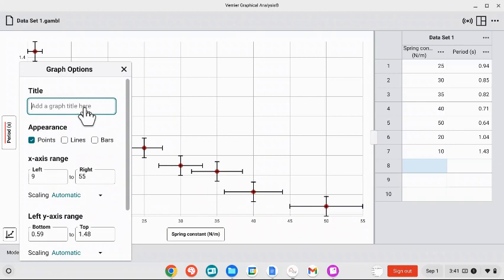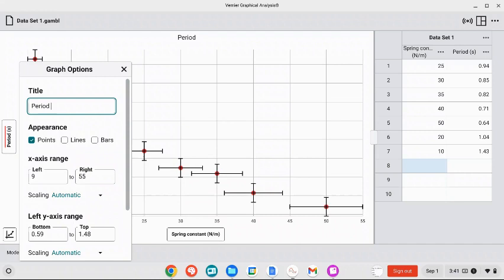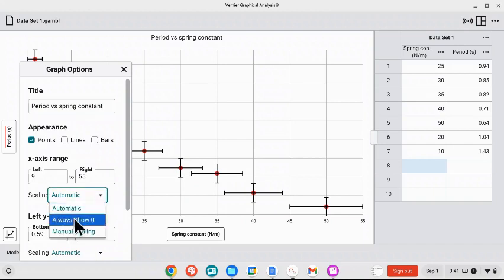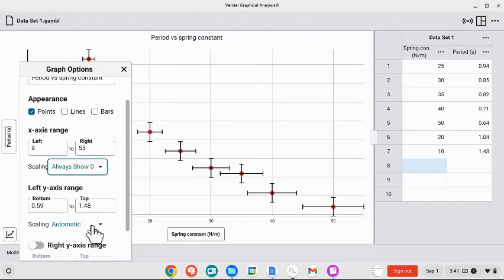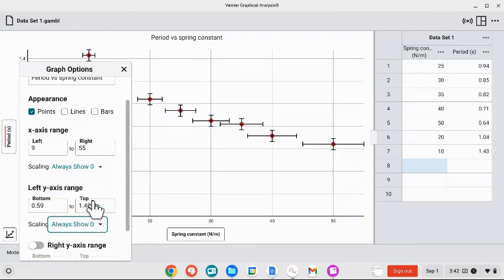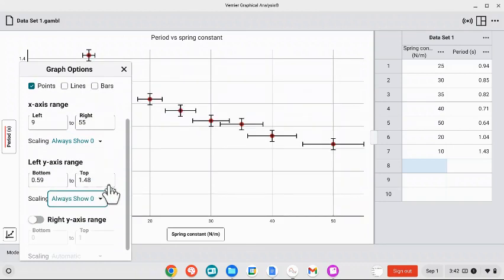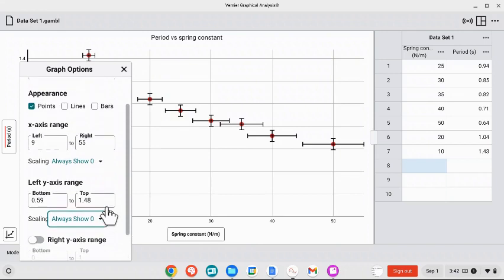We're going to title our graph, which is the period versus spring constant. And we want to scale from 0. We'll talk a little bit more about why that is in class, but we're going to show from 0. We do that for a couple of reasons, but primarily it's because asymptotes and intercepts are important in physics because they always have meaning. So we want to make sure that we can see those, and we need to be able to see the axes in order to see either an intercept or an asymptote.